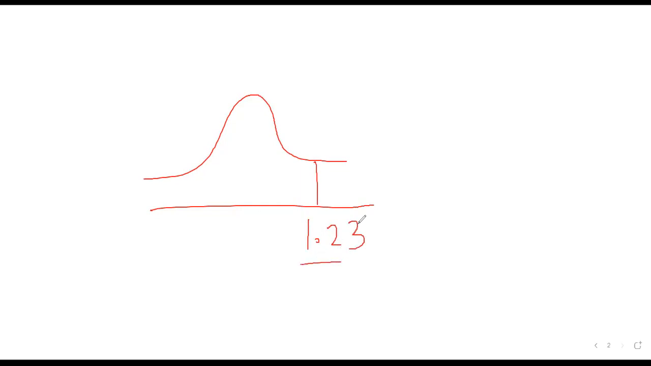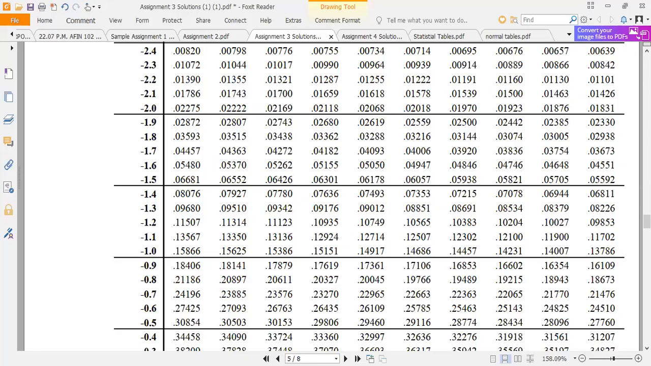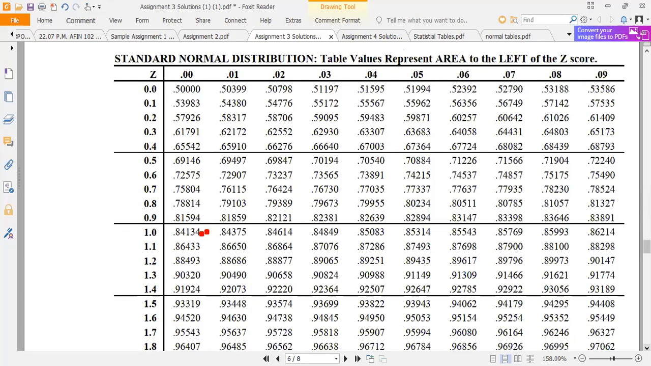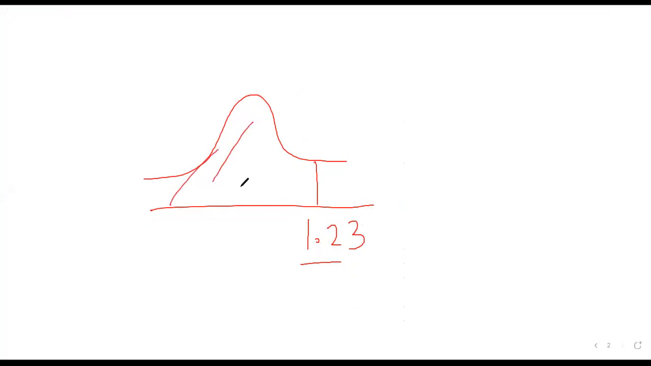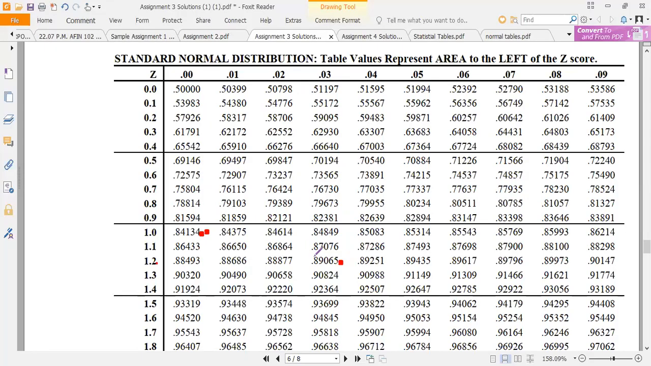All right, so suppose we had a reading here, 1.23. We check under 1.2 and 0.03 where they meet. It's positive, so we go under 1.2 and where it means 0.03 here. So this will be 0.89065. This is the reading for 1.23. So the whole reading here is approximately 89%.